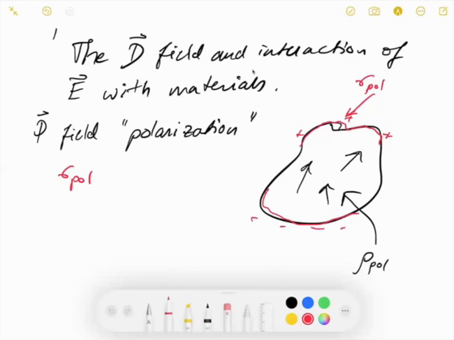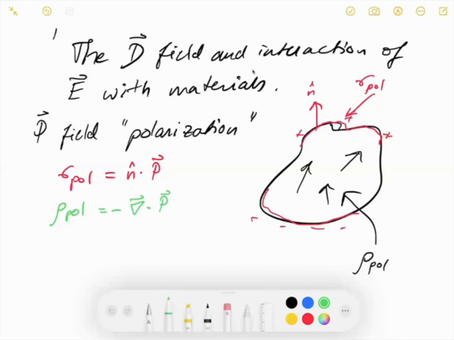Sigma pole, which is the dot product of that polarization with the normal. So at any point here, we can ascribe a normal to the surface, and then you take the dot product of P evaluated right at the edge of that boundary. So this is only valid at the surface. And then we have a rho pole that is equal to minus the divergence of that polarization field.